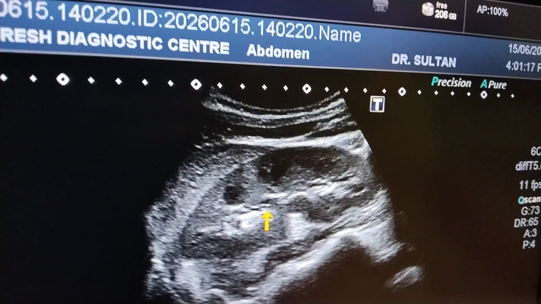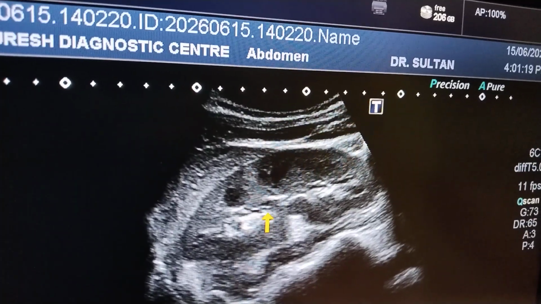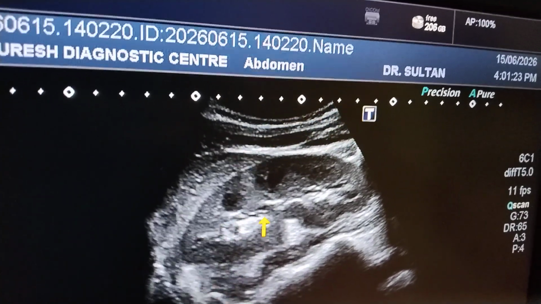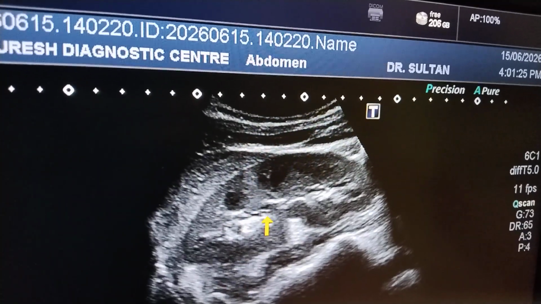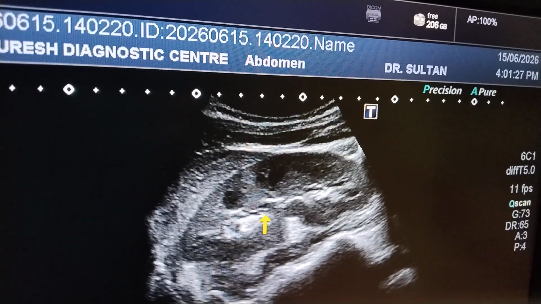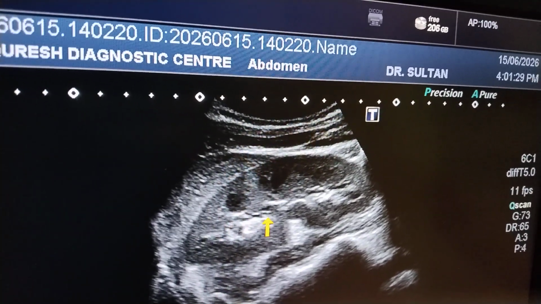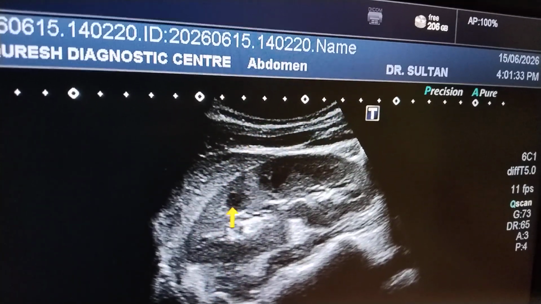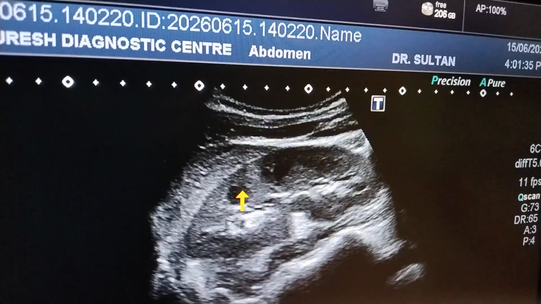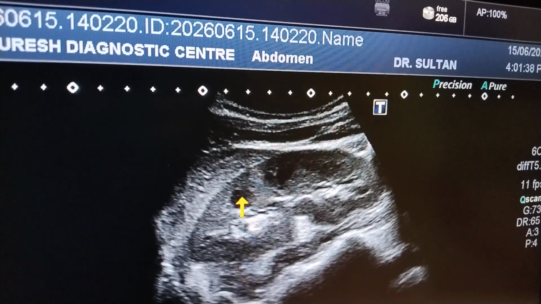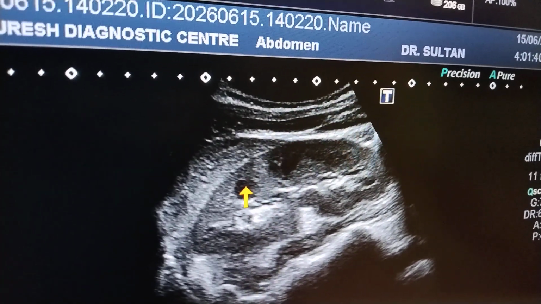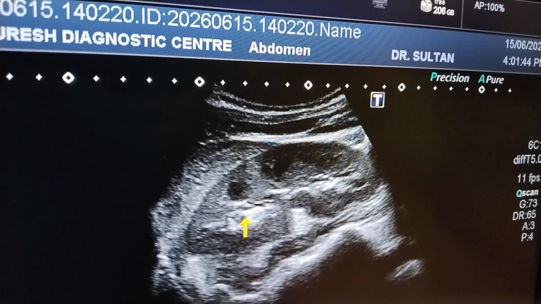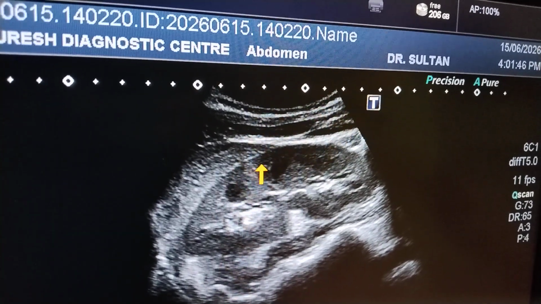तो जितनी रिफ्लेक्शन ज्यादा होगी उतनी एकोजेनिसिटी ज्यादा होगी, जितनी रिफ्लेक्टेड साउंड्स कम जाएंगी उतनी आपको brightness कम होती जाएगी. So this was the basic physics which I wanted to explain. So why is this darker? Because here more fluid is present which transmits the sound waves, so reflection is less as compared to this and as compared to the cortex.